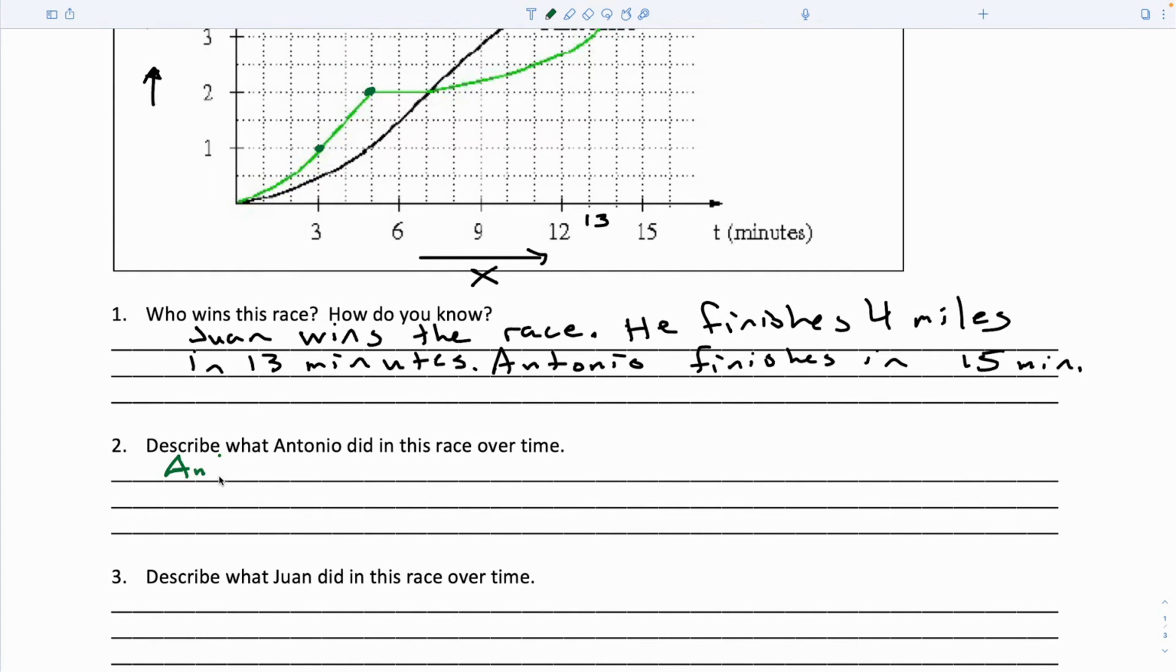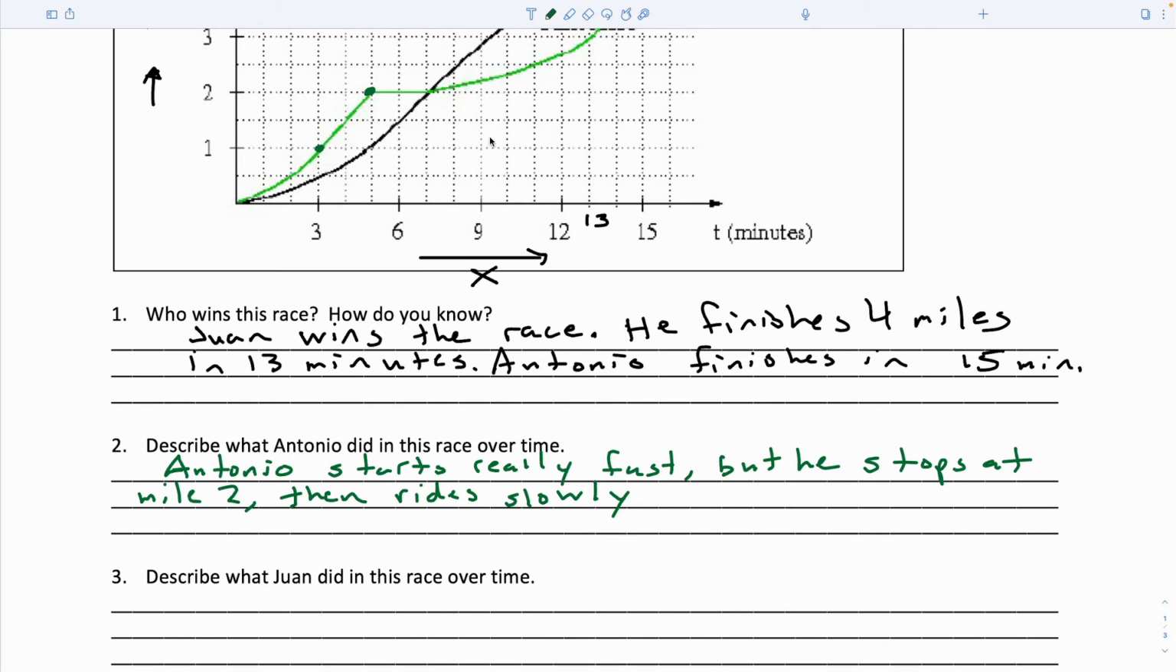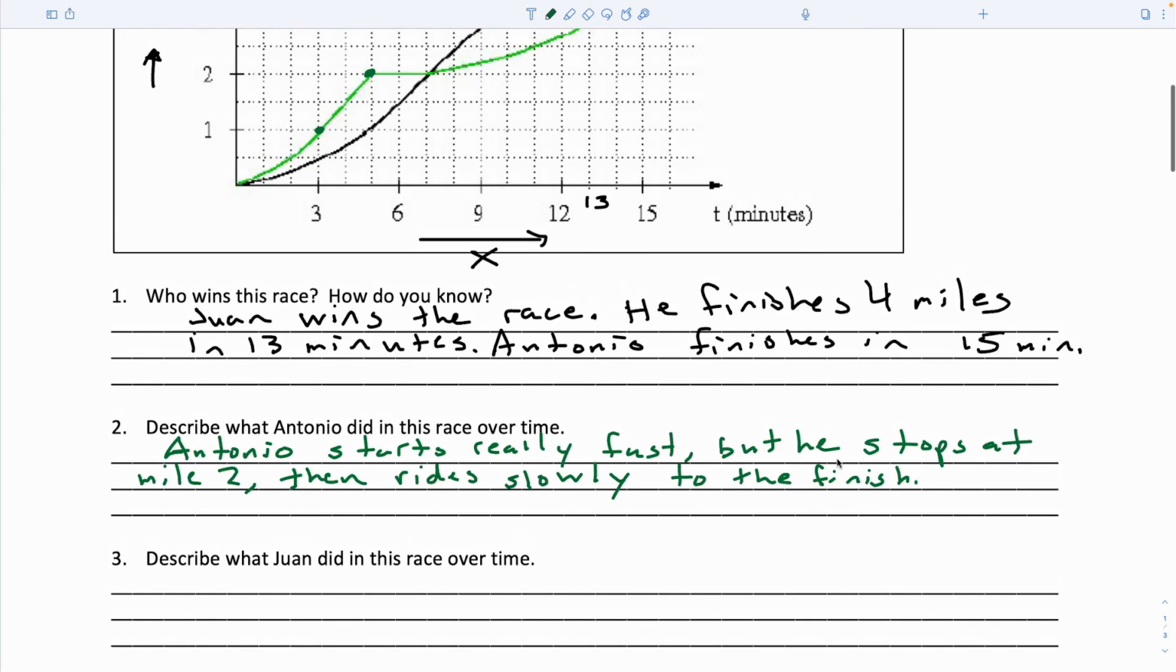Antonio starts the race really fast. But he stops at mile 2. Then rides slowly to the finish. How do I know he rides slowly? Well, the curve is really, really gradual. All right, so poor Antonio, he was promising, didn't pan out.